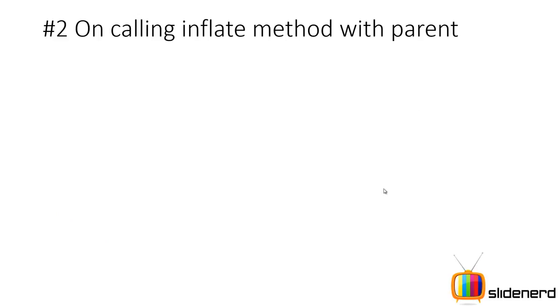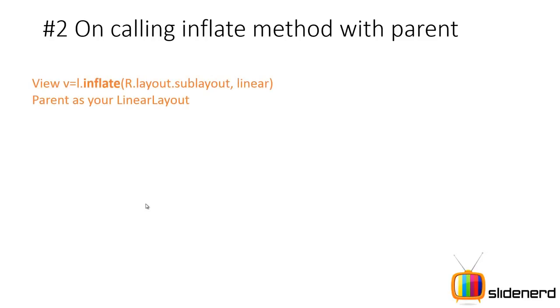So this is the second form of the inflate method. Let me discuss. If you remember, the last time we did not specify any parent, we simply said null, right? And then what we did was manually get the frame layout or the linear layout in code and then say dot addView, right? And that is what we did. Here we go one step ahead and we automatically specify a parent by saying R.layout.sublayout comma linear. Take a look at that.